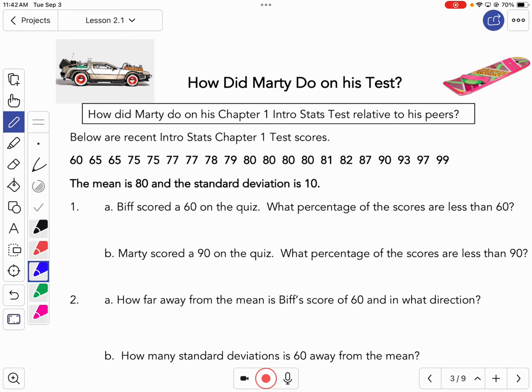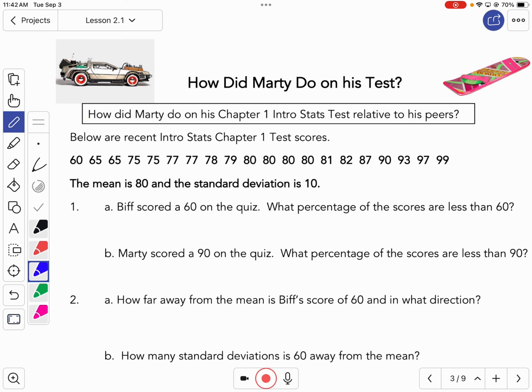So let's take a look. It references some characters from Back to the Future in this one. It gives me a list of scores from the first chapter test. Ours were much better than that, by the way. Okay. Tells us that the mean is 80 and the standard deviation is 10.